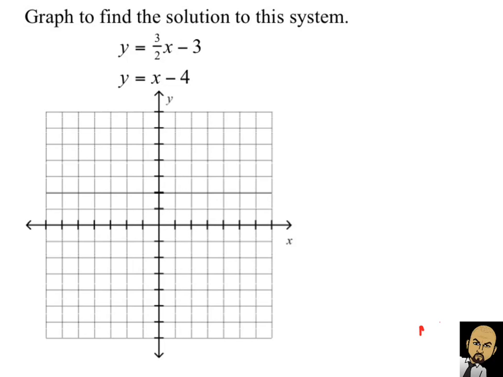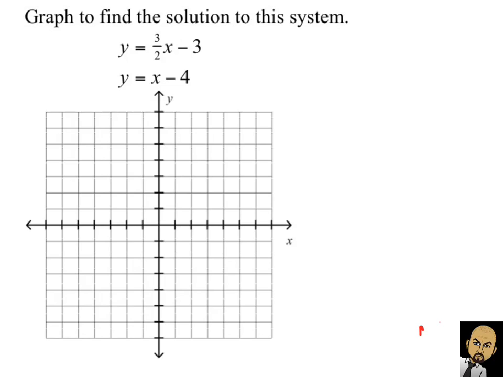So today we started solving systems of equations. In this example, we are learning how to solve the system by graphing. So here we have two equations. The first one is y equals 3 halves x minus 3. And we're going to graph that line in this case.